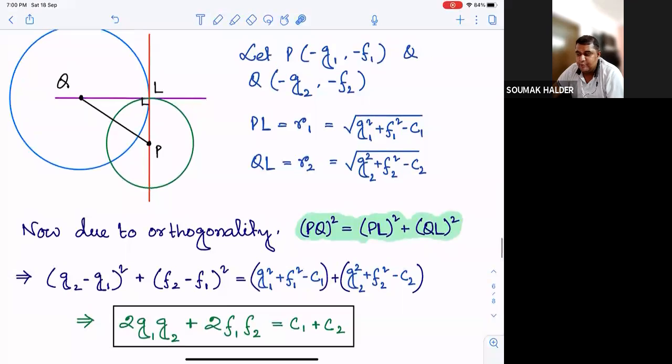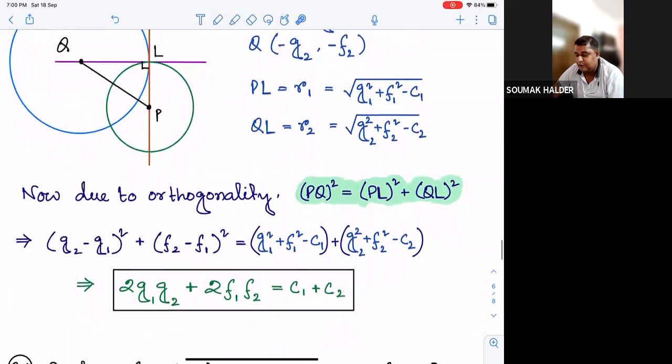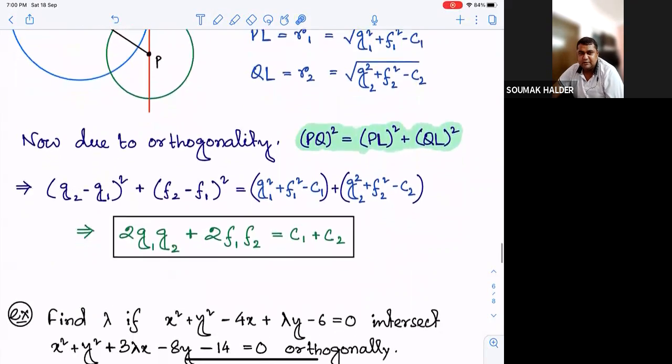Whenever we are given two circles, by identifying this relation among the coefficients, we can establish their orthogonality. Or on the reverse note, if we are told that two circles are orthogonal, then their coefficients must satisfy this relation. Let's have a look at what type of questions we need to address.